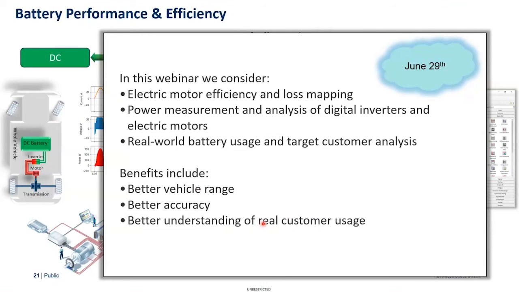And also I've talked a little bit about how we can do target customer analysis, to characterize the customers to make sure that our tests are better representative of the people who are buying our vehicles. So the benefits of this is we should hopefully get better vehicle range, much better accuracy in the measurements and the calculations, and a better understanding of really what customers are doing with our vehicles.